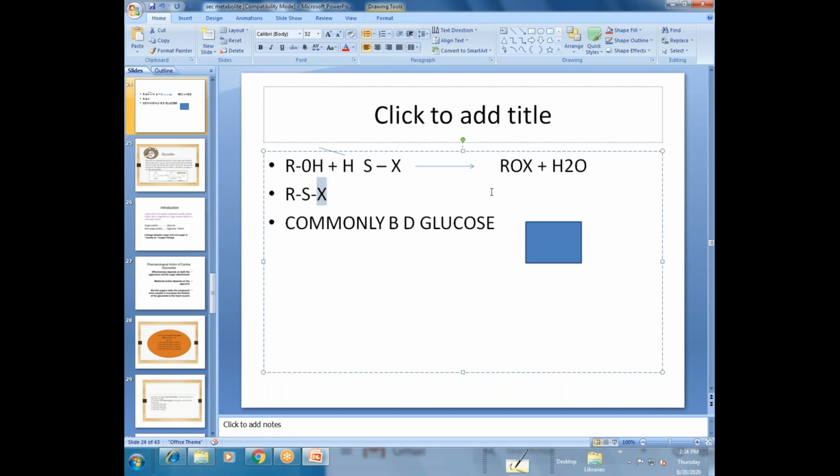Same way with the NH also, that is N-glycosides. Instead of S, it will be NH. So here you will have an N linkage, RNX. This is a sugar moiety, this is a non-sugar moiety, and these two are linked by an N linkage. They are called N-glycosides. These are also known as nucleosides, where the amino group of a base reacts with the hydroxyl group of ribose or deoxyribose and gives an N-glycoside form.